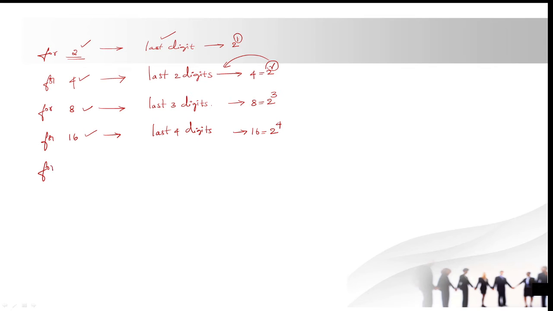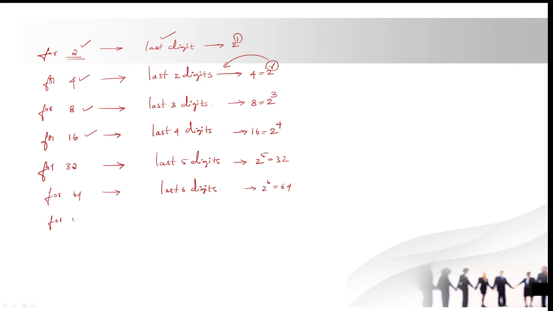Okay. And similarly for 32 also. How to write 32? 2 power 5 is equal to 32, right? Yes, it means that we need to check the last 5 digits. Simple logic. And tell me for 64. How to write 64? 2 power 6. It means we need to check the last 6 digits only.